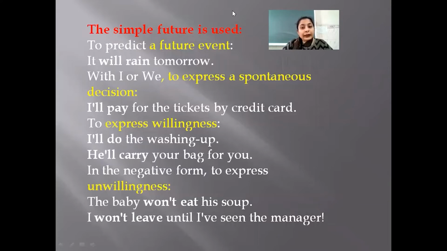Alright, with I or we to express a spontaneous decision. So, we use simple future tense with I and will. Okay, and this maximum number of times we use this in the contraction form. I'll pay for the tickets by credit card. This is a spontaneous decision that has to be taken at that particular time only. Alright, and we use this thing with we also. We'll pay for the tickets by credit card. We'll catch the bus if we'll not get the taxi.